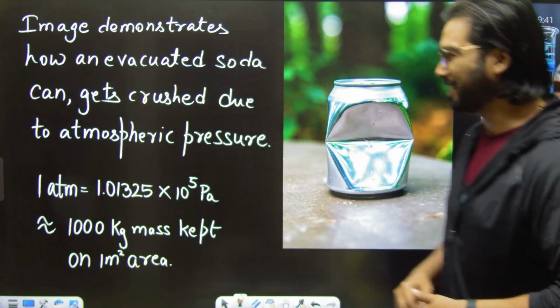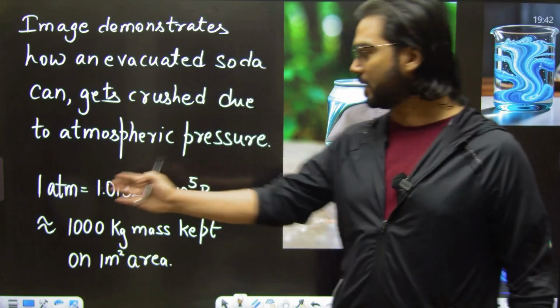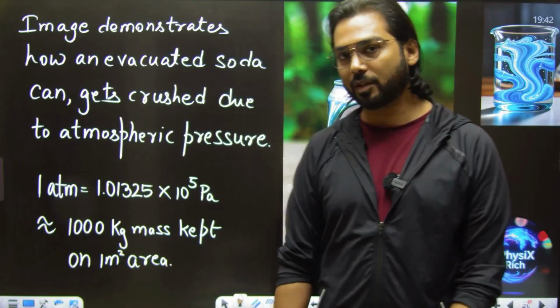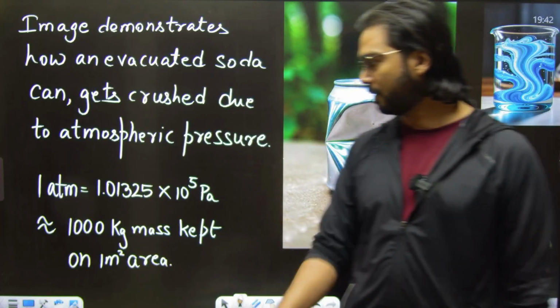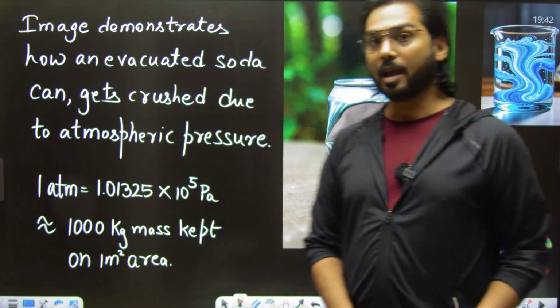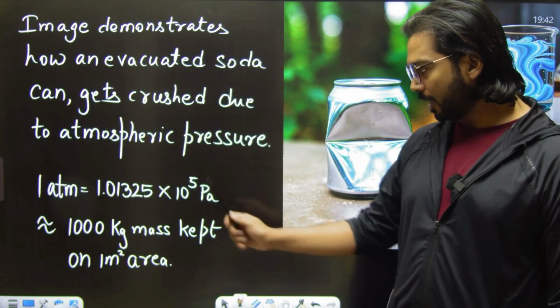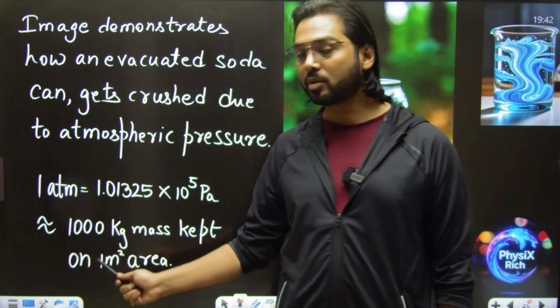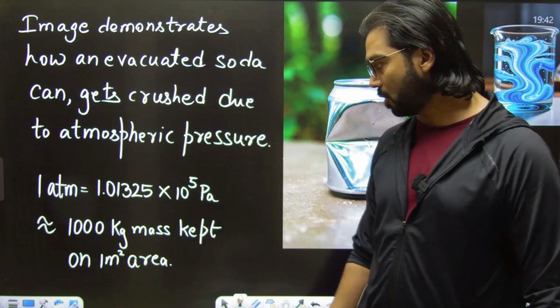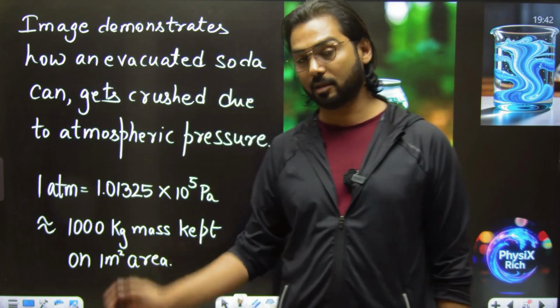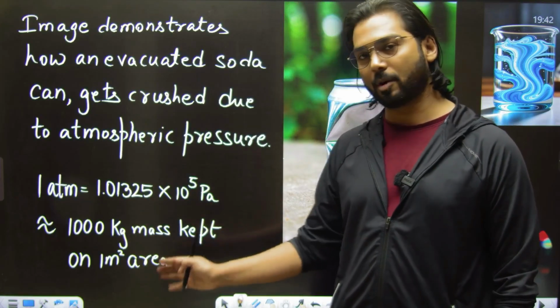That's actually the fact. And this atmospheric pressure is 1.01325 times 10 to the power 5 pascals, as we have already discussed. And you see, this amount of force is equivalent to 1,000 kg mass that is kept on a 1 meter square area. It's a huge amount of force.